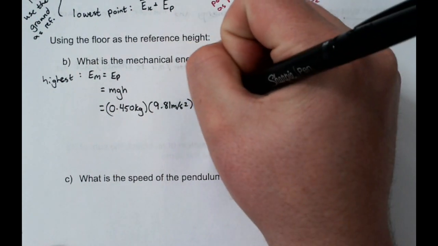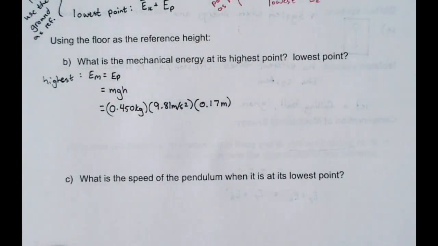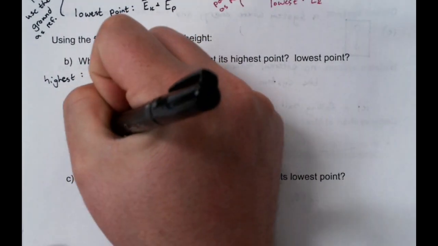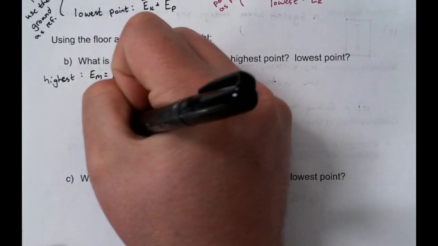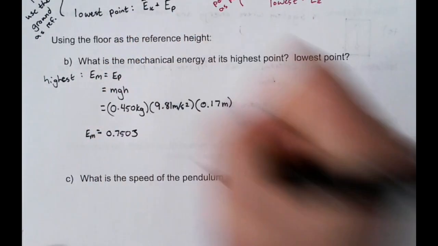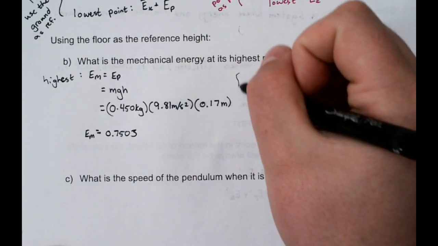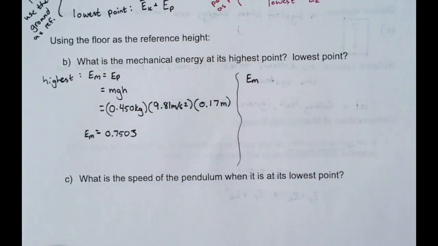SI units, 17 centimeters is 0.17 meters above the ground. So your mechanical energy at the highest point is going to be 0.750 joules. So now let's find what your mechanical energy is at the lowest point.